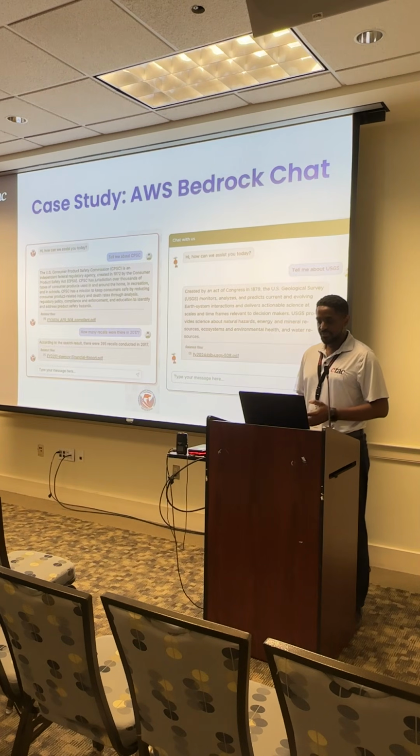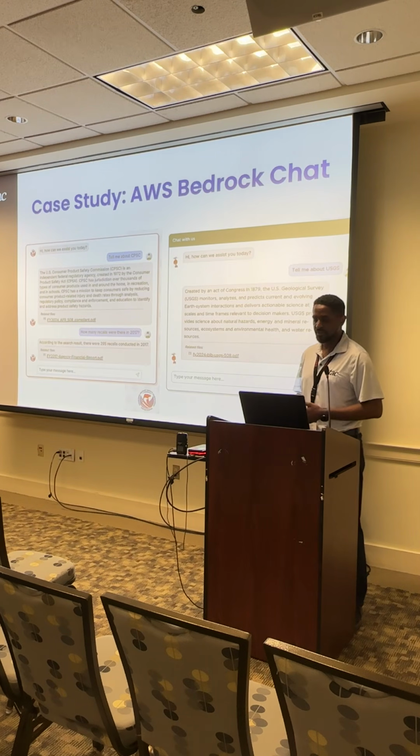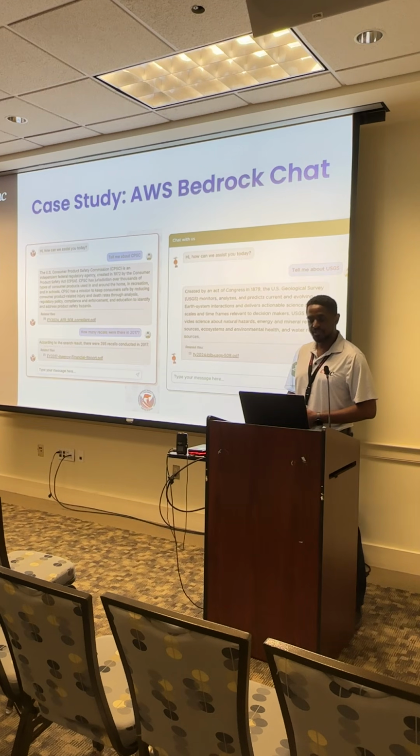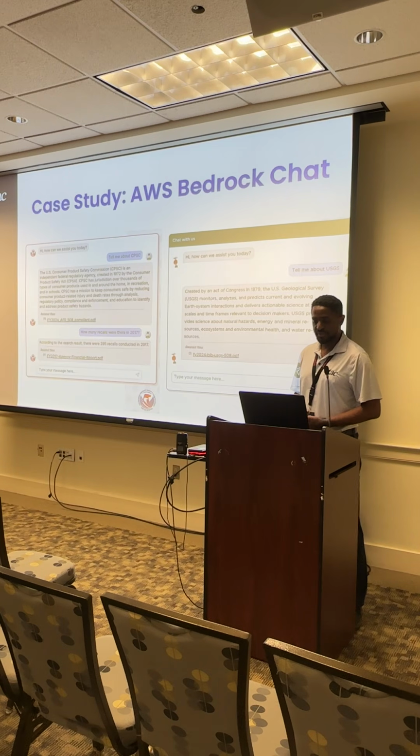And so this is just sort of like one of our quick demos that we did previously. So these are just kind of screenshots of what it can look like with publicly available data. So we just use US Consumer Product Safety Commission and the US Geological Survey. So on the left, we see we've asked it to tell me about CPSC. It goes out, it gets information, it comes back, it responds, and then it also provides source information.